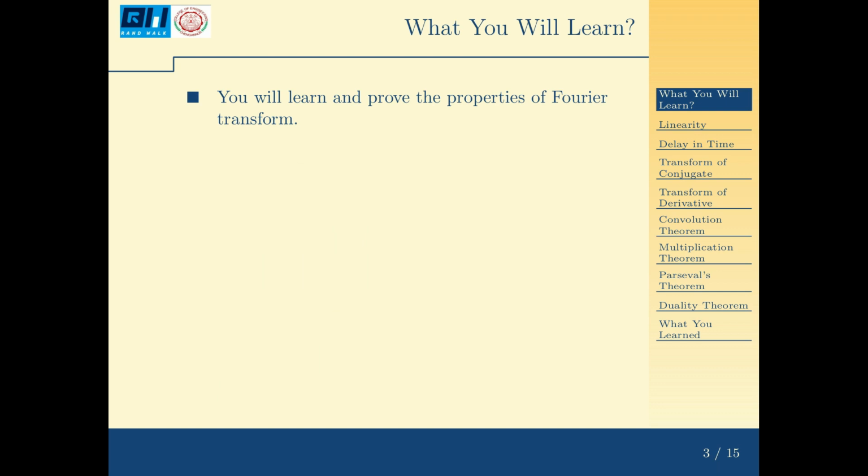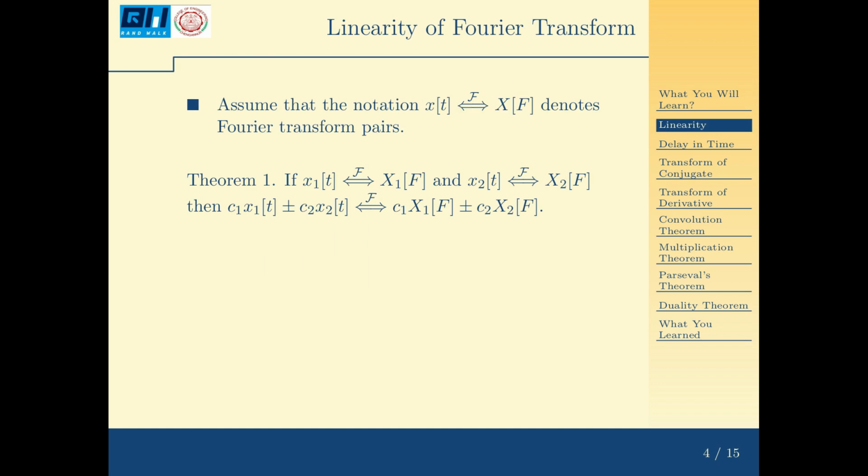So your learning outcomes are you will learn and prove the properties of Fourier transform. Now let us assume that the notation x(t) with a bidirectional double arrow to X(f) denotes the Fourier transform pair. That is, X(f) is the Fourier transform of x(t) and x(t) is the inverse of X(f).